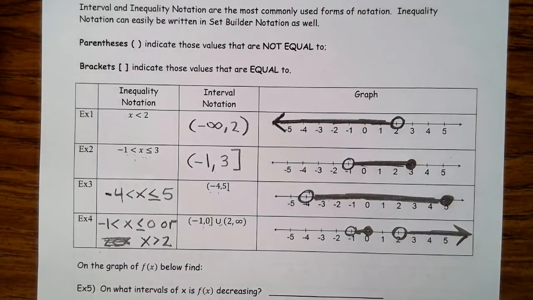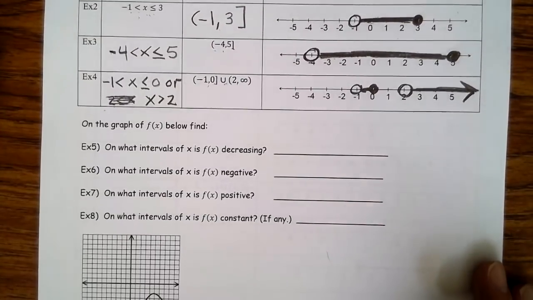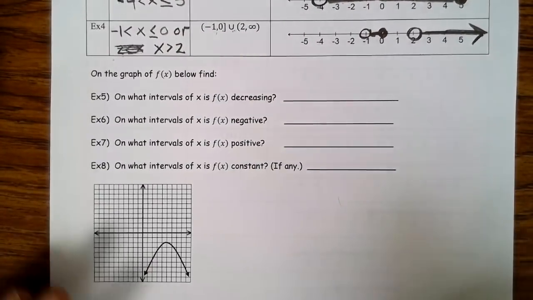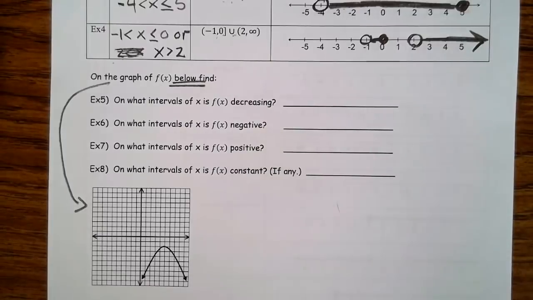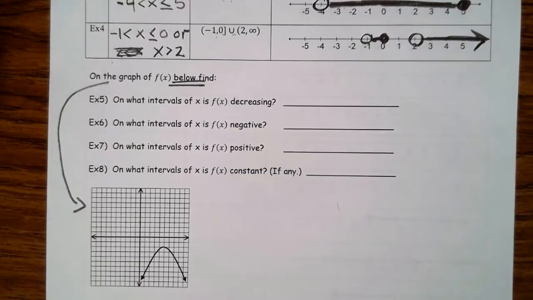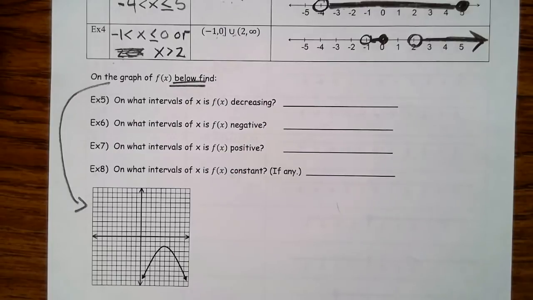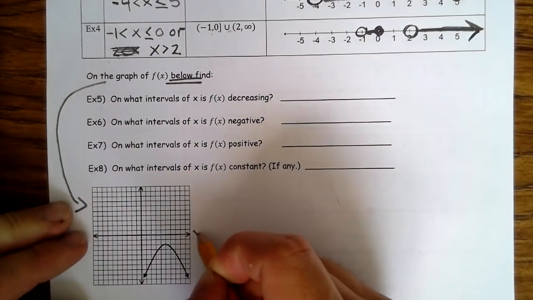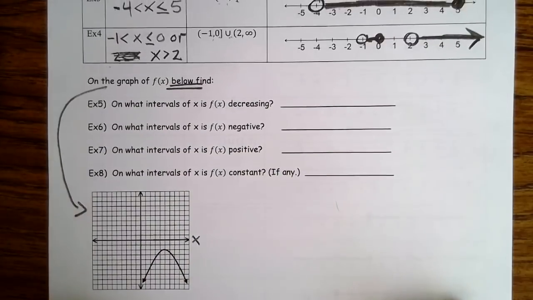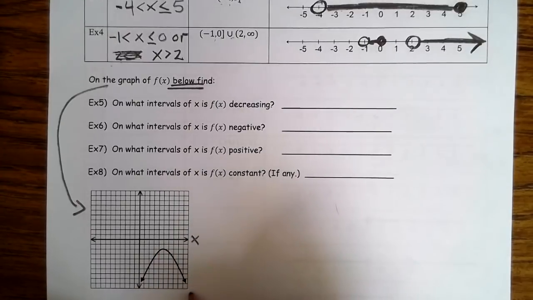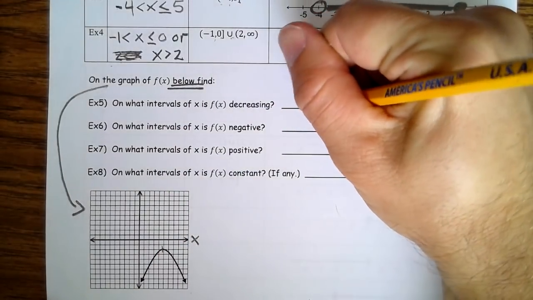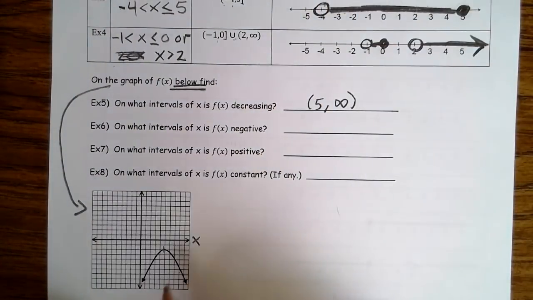All right, so now let's look at the next part. On the graph of f of x below, so that's here, looking at this graph right here, on what interval of x is f of x decreasing? So we're looking at x right here. We're looking horizontally at what's happening. When we talk about decreasing, well, this is increasing, this is decreasing. So we look right here, this is at 1, 2, 3, 4, 5. So from 5 to infinity, this graph is decreasing.